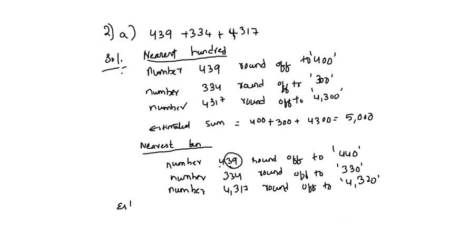Now we have to estimate it. So the estimated sum is equal to 440 plus 330 plus 4320, which is equal to 5090. So this is called estimating to the nearest 10.